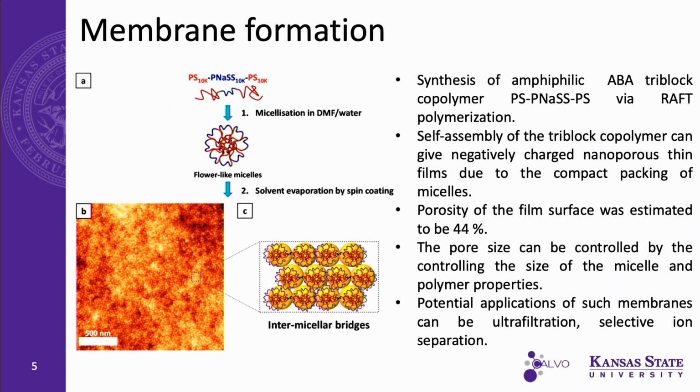These studies have been conducted before where ABA triblock copolymers have been synthesized via RAFT, and the triblock copolymers, when put in the presence of DMF and water, which are common solvents, form flower-like micelles. The polymers were then converted to membranes by evaporating the solvents and by spin coating these membranes on silicon wafers.